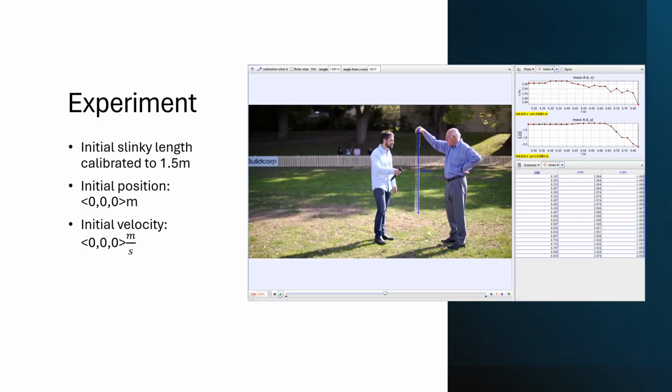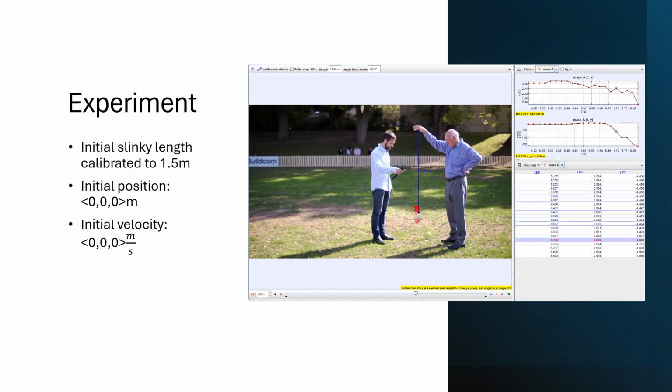So for the experiment, this is the video that was provided and used for the data collection. The initial slinky length was calibrated to an estimated 1.5 meters, and the initial position was selected at 0 meters and the initial velocity at 0 meters per second. So for the analysis of the motion, there are only a few frames to work with as it's very fast, but that is the motion that was collected. And with that data, as you can see on the right, it is staying relatively still. And then once the top of the slinky comes down, that is when it starts to move the slinky.